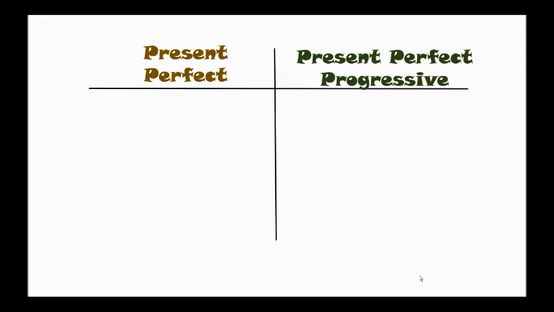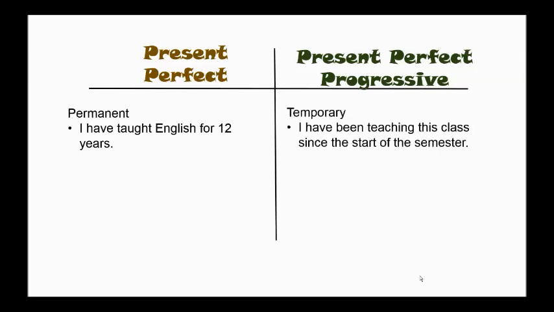Use the present perfect tense if a situation is permanent. I have taught English for 12 years. If a situation is temporary, use the present perfect progressive. I have been teaching this class since the start of the semester.